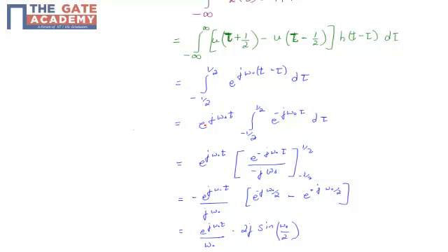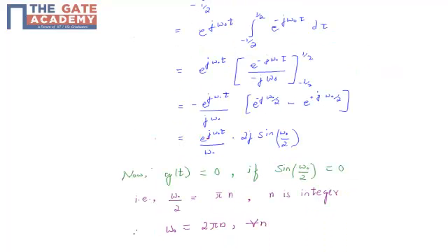Since t is independent of the integral sign, we can take this part outside the integral, and we will have the integral from minus half to half of e^(-j omega naught tau) d tau. Solving this, what we finally get is e^(j omega naught t) by omega naught times 2j sin(omega naught by 2).